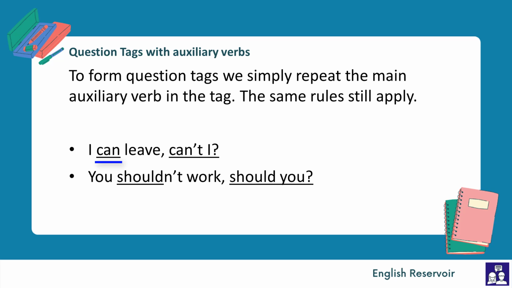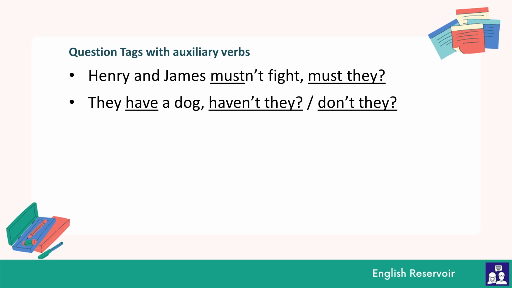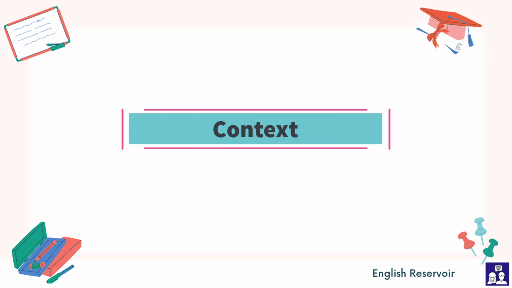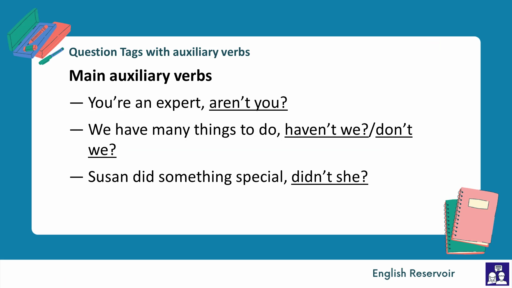I can leave, can't I? You shouldn't work, should you? Henry and James mustn't fight, must they? They have a dog, haven't they? Don't they? Main auxiliary verbs. You're an expert, aren't you? We have many things to do, haven't we? Don't we? Susan did something special, didn't she?